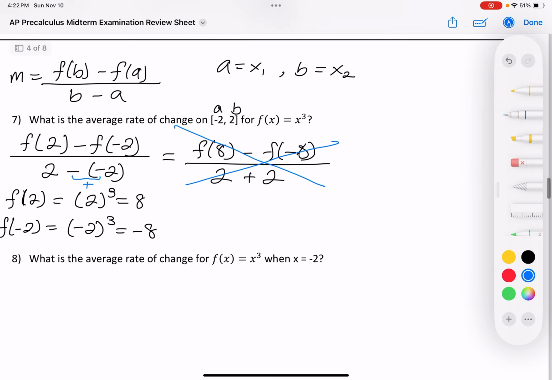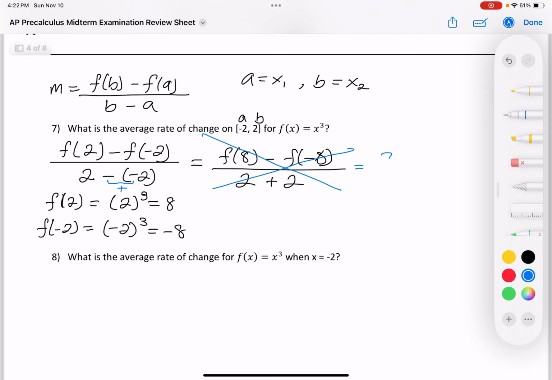So the way you should write it is 8 minus -8 over, once again, 2 negatives in your denominator become a positive. So that's 2 plus 2. In our numerator, 2 negatives also become a positive. So that's 8 plus 8, which is 16. Our denominator, 2 plus 2, is 4. 16 divided by 4 is 4. So our average rate of change equals 4.